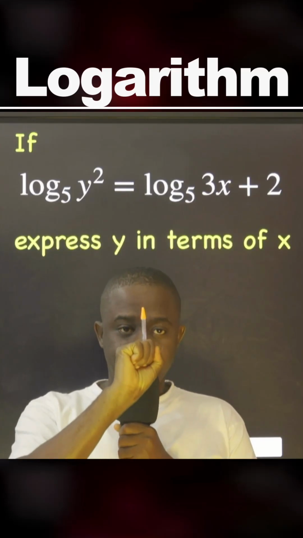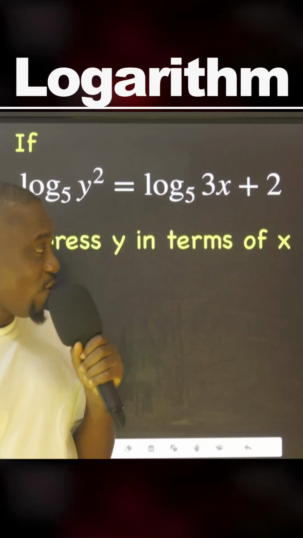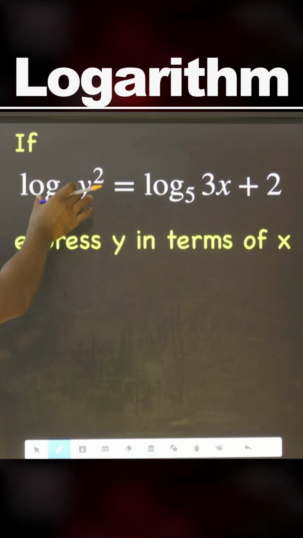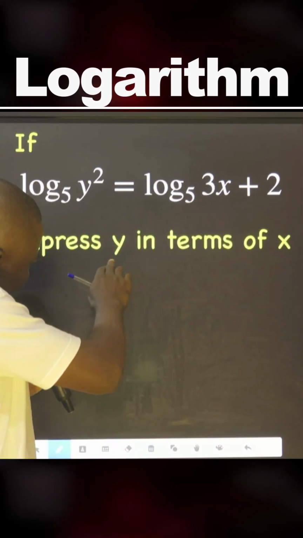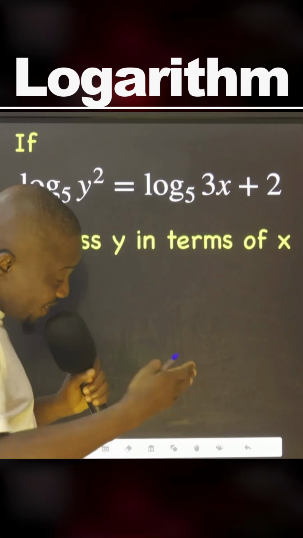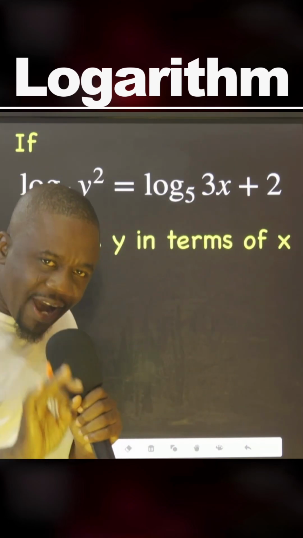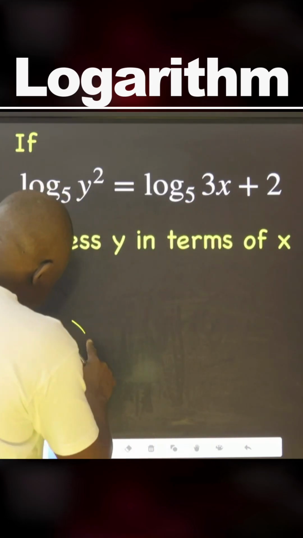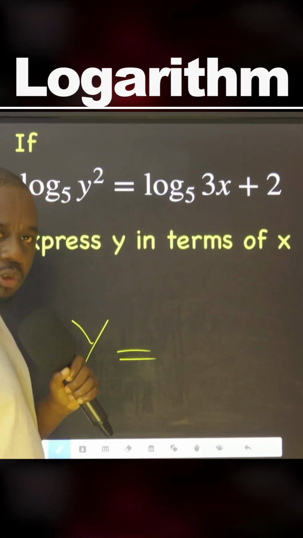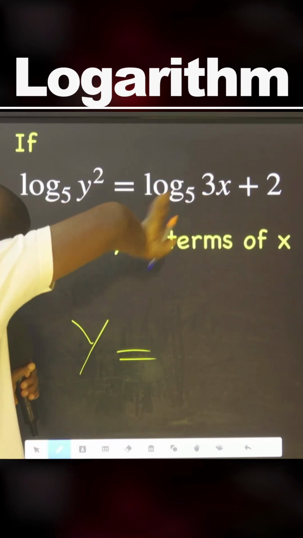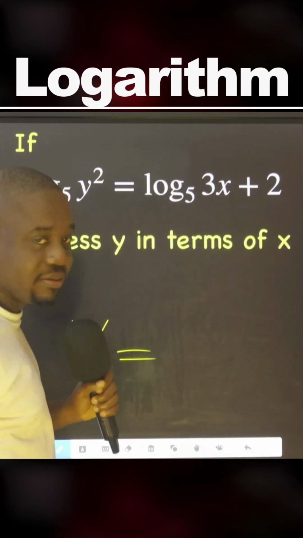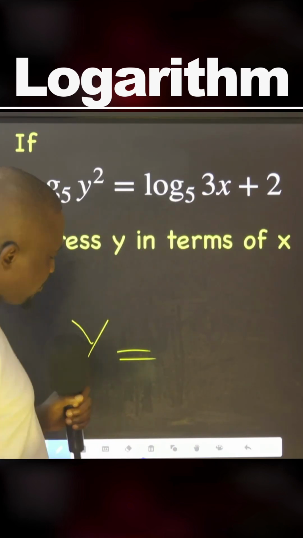Let's look at this. It says, if this is equal to this, express y in terms of x. So what is the meaning of that? Express y in terms of x. What it's saying is find y. Y should be alone. Nobody should be with y. The other terms should join the other guys on the other side, whatever number.